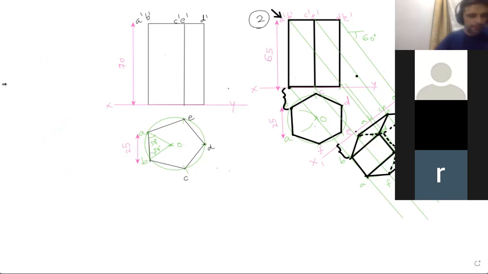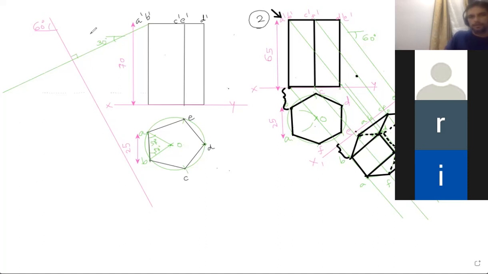Then what we need to do, we need to draw what angle? 60 degrees. Now they want 60 degrees. This angle they want 60 degrees. If this is 60, now tell me how much would be the other angle? If this is 60, the other angle would be at what? Any idea? Any one of you? 30. Yes, correct. 30.